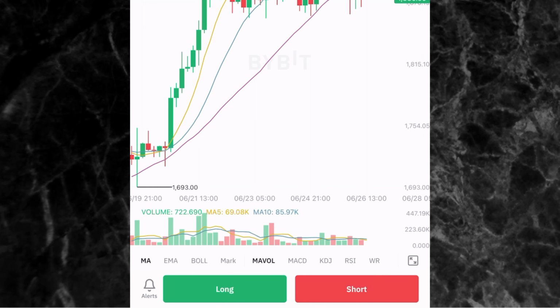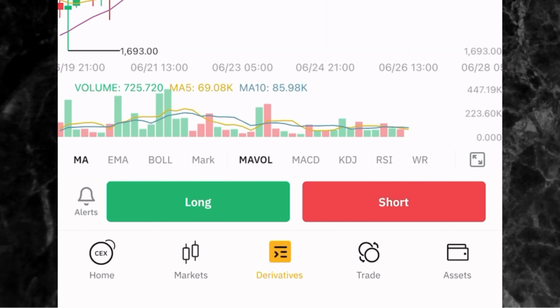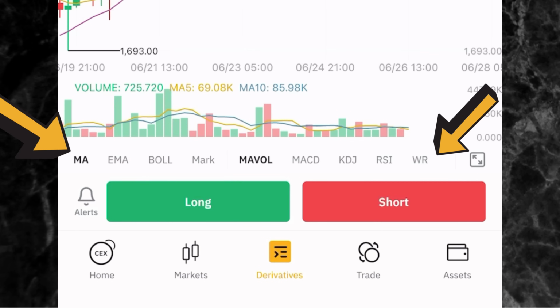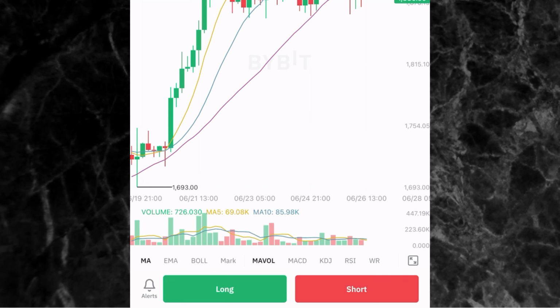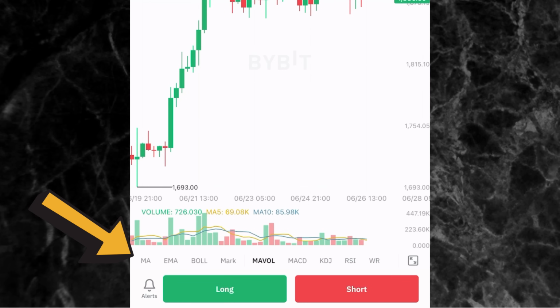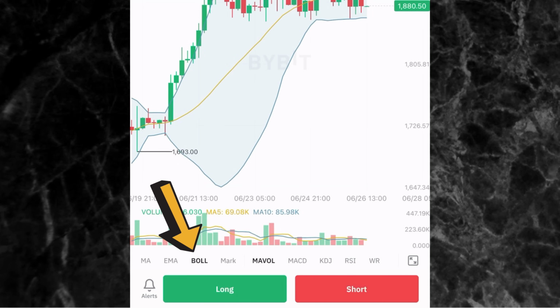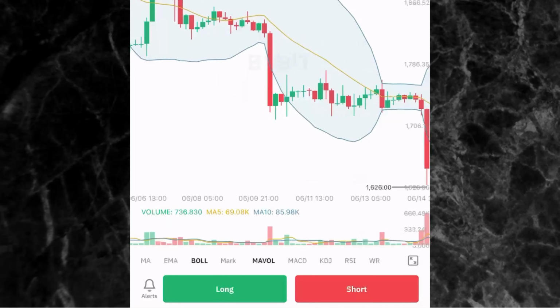Also, before I go to the next thing, let's say you want to change the indicators on your chart. You don't want to use this MA or volume, you want to use another one, and you don't want to tap on this icon right here. Then you can come to the bottom side of the screen where you have the different indicators. You can see you have MA, EMA, BOLL, and so on. So let's, for example, say I don't want this MA, I want BOLL. I will just tap on MA to remove it, and then I tap on BOLL. BOLL stands for Bollinger Band. So you can see the Bollinger Band right here.